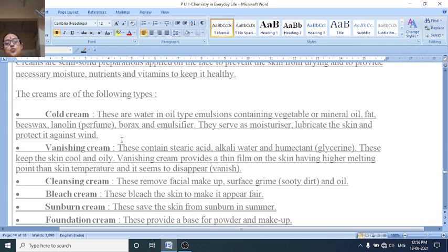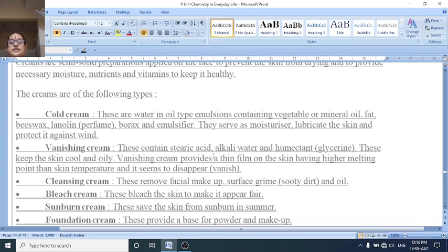One more cream is vanishing cream. When you apply it, it is completely absorbed by the skin. You cannot feel that you have applied the cream. So it is called vanishing cream. They contain stearic acid, alkali, water and humectant, that is glycerin. These keep the skin cool and oily.